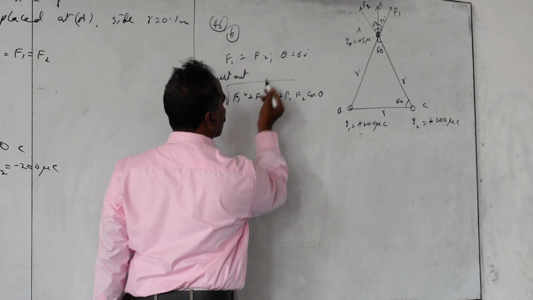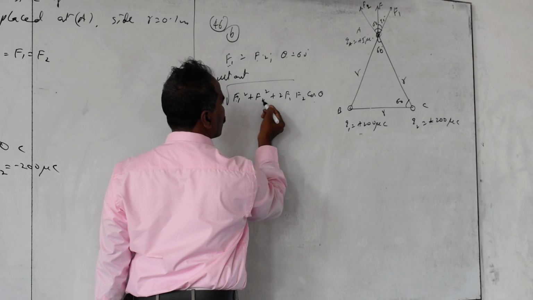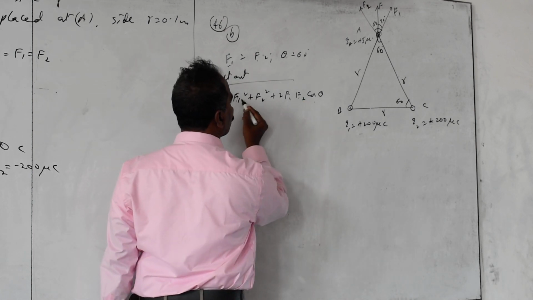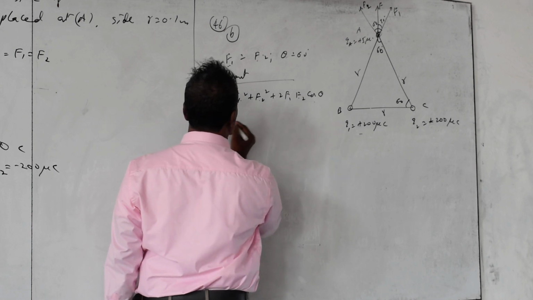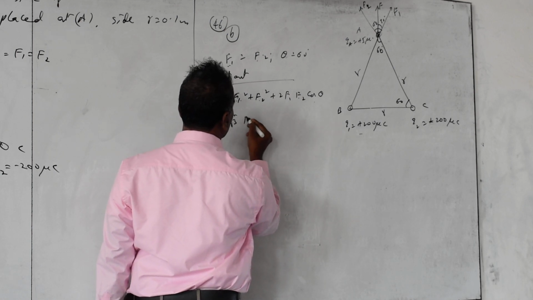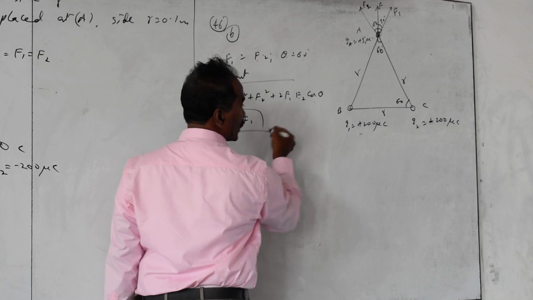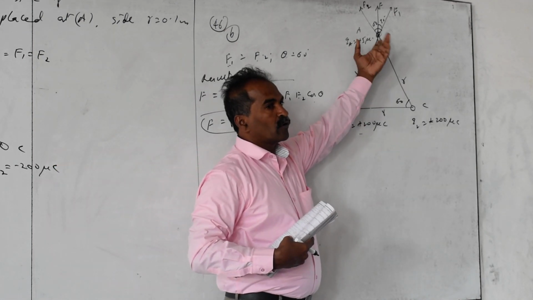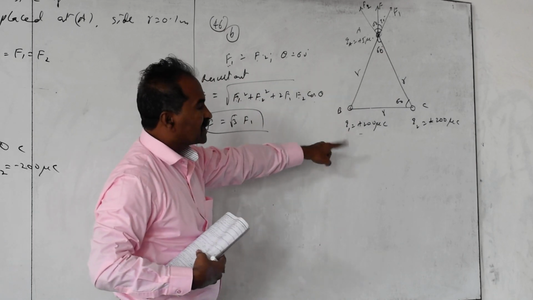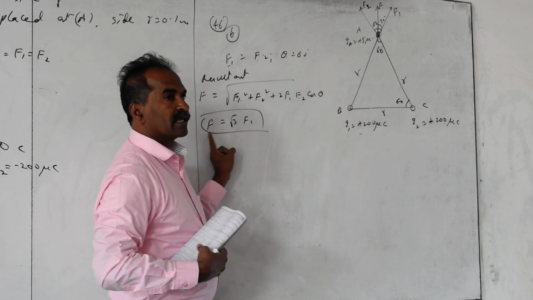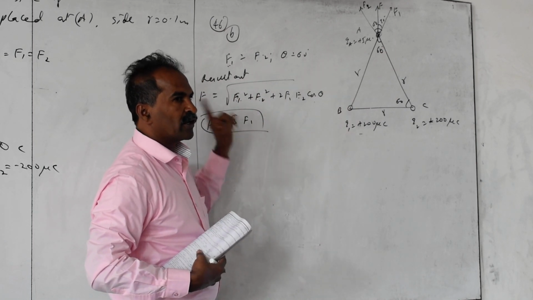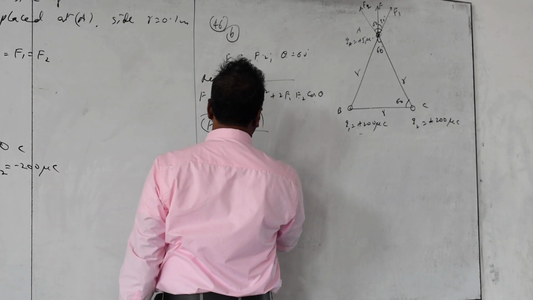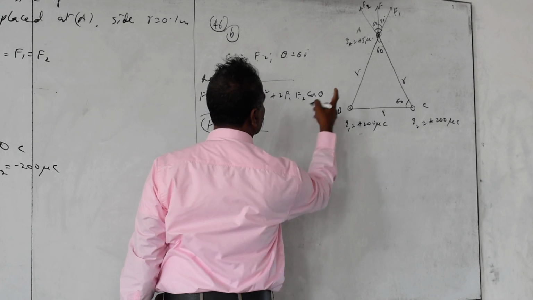You will get F1 square, but both are the same magnitude, so this is also F1 square. F1 into F1 is F1 square. What you get here is F1 square plus F1 square plus F1 square, so root 3 times F1. This you have to remember directly. Previously, for unlike charges, F1 equal to F2 equal to F. But here, for like charges, it is root 3 times F1. F1 only you have to find out. Previously also, now also, the resultant becomes root 3 into any one force.